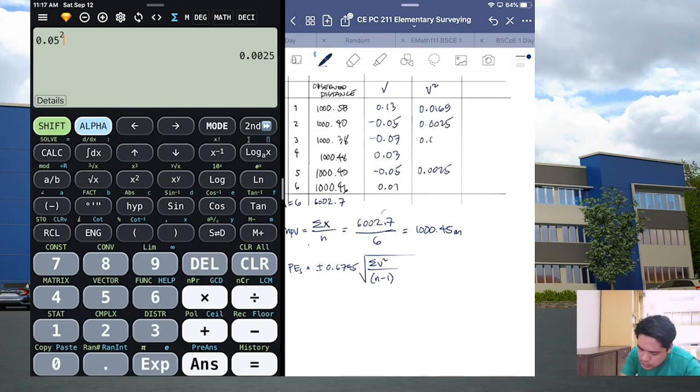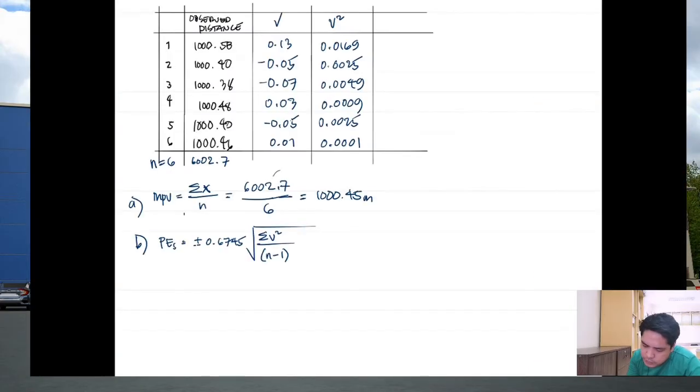This is 0.0049. This is 0.0009, and this is 0.0001. Okay, then you just sum up to get the summation of the square of the residual. We just need to sum this up. Okay, so gamit ulit tayo. Let's go back to our calculator.